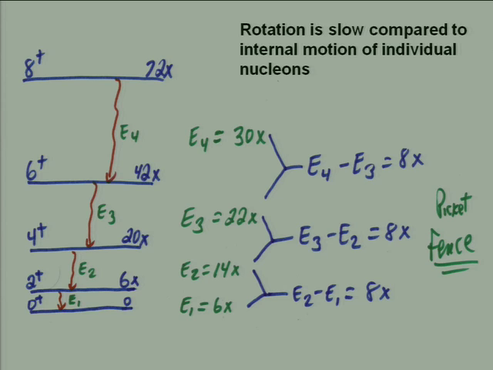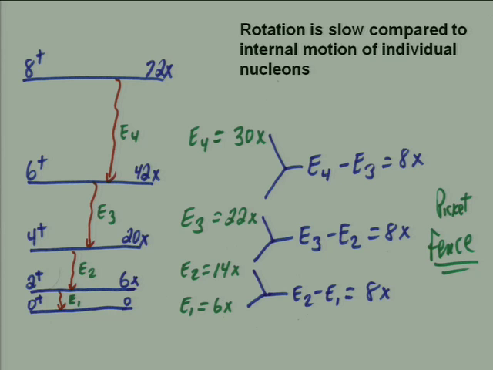But the point is, if somehow I populated that 8+ level, I would expect to see a gamma ray that goes from the 8+ level to the 6+. I wouldn't expect one from the 8+ all the way down to the ground state. That's a very difficult thing for a single photon to do. And once I got down to the 6+, I would get another gamma ray going to the 4+, and then to the 2+, and then to the ground state.